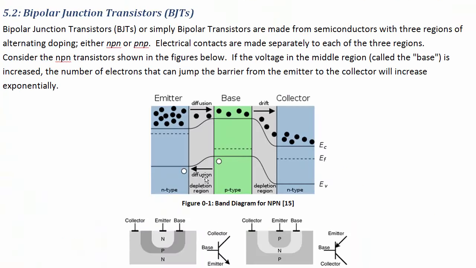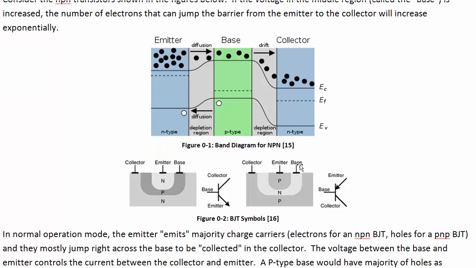Let's look at the band diagrams and how you would actually build a transistor. An NPN transistor has an N-doped region. Here's a picture of how you'd actually build it: N-doped region, then a P-doped region for the base, and an N-doped region for the collector. The circuit symbol for NPN looks like this.